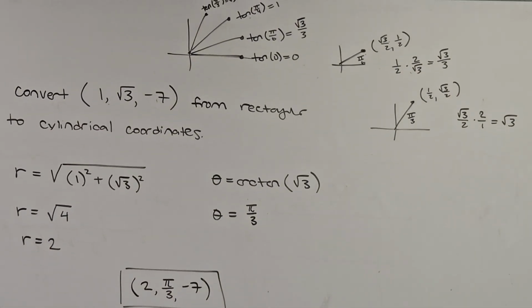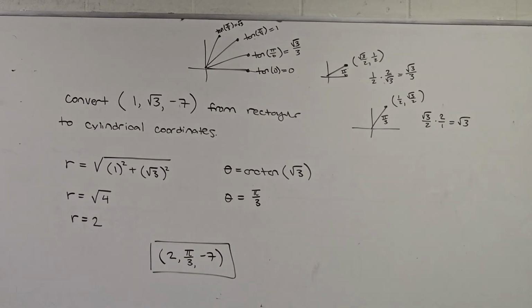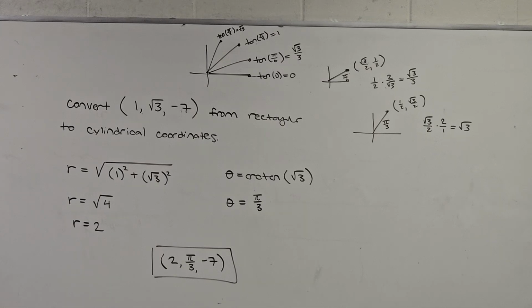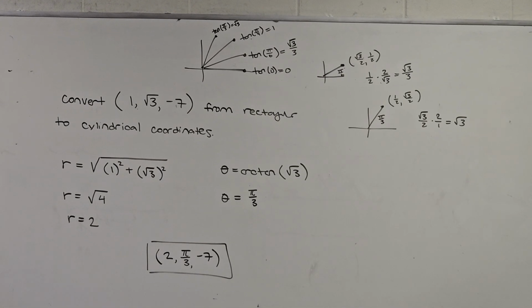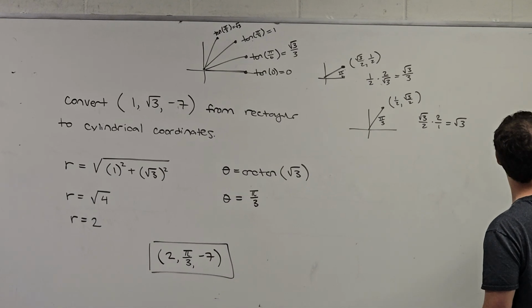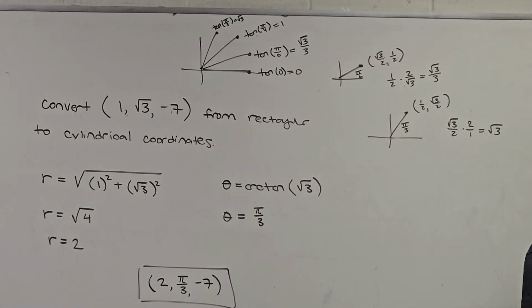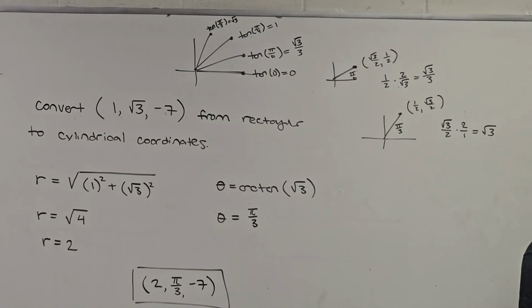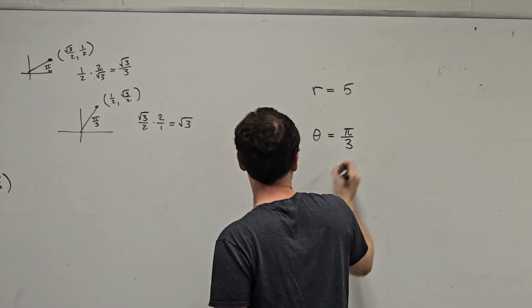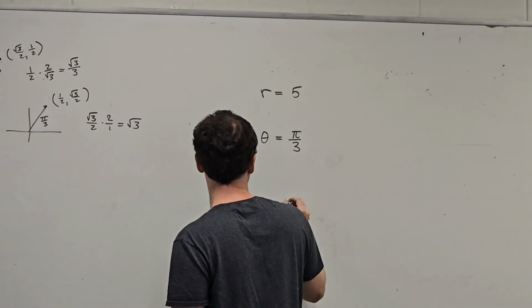Last thing I want to talk about are now equations in cylindrical coordinates. Well, let's talk about what would it mean if you had r equals something? What would it mean if you had theta equals something? What would it mean if you had z equals something?